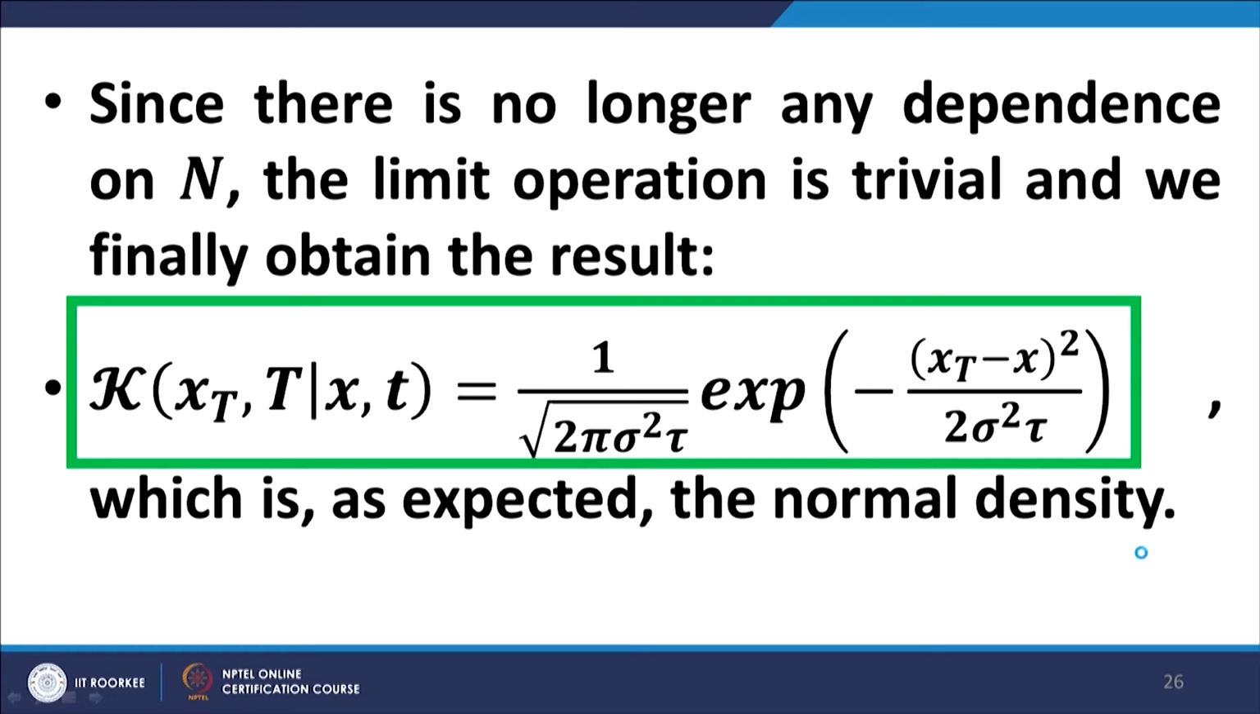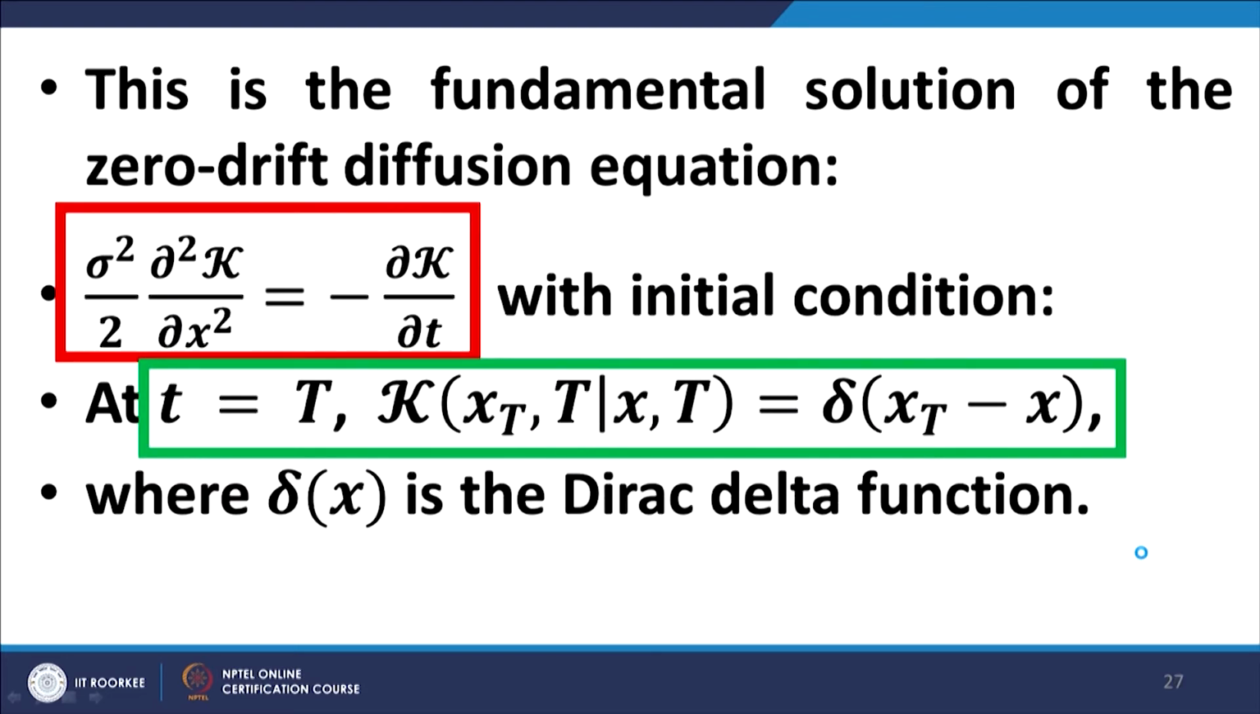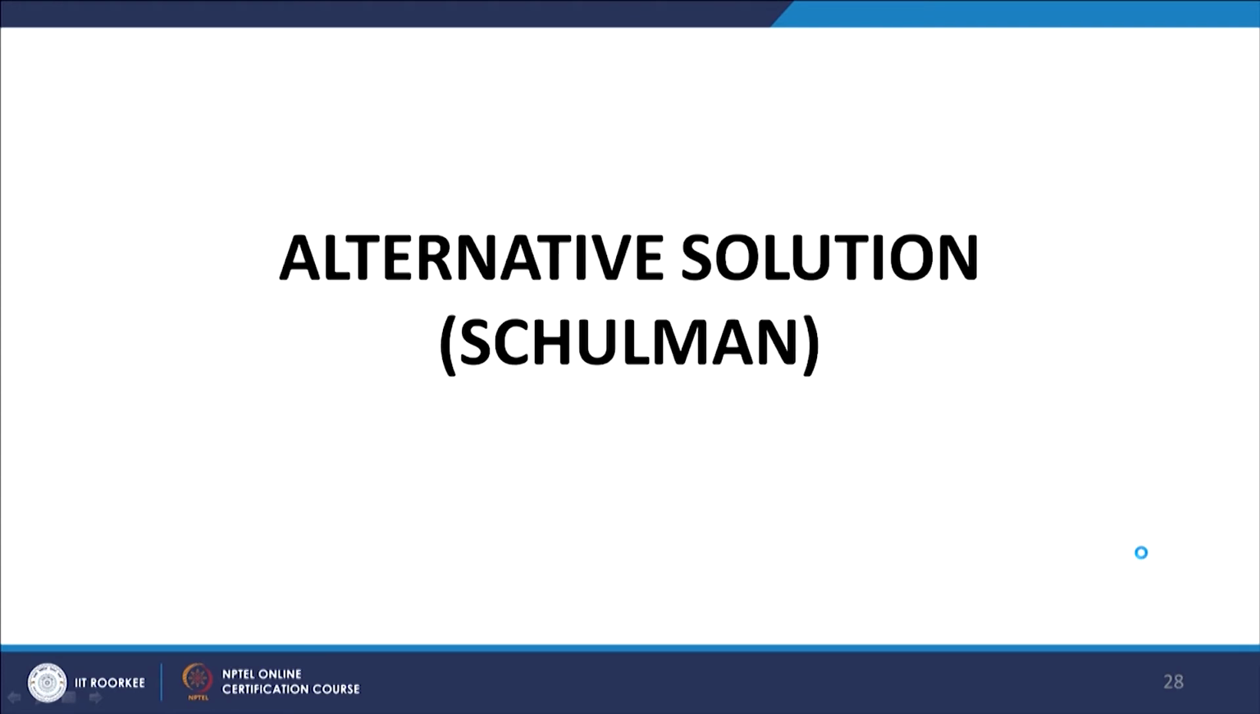So, this is the expression for the kernel that we have here in the context of the driftless Lagrangian. Please note this. It can be easily shown that the expression for k script that we have obtained satisfies the diffusion equation with zero drift, which is there in the red box here, with the condition that at t equal to capital T, k will be equal to the Dirac delta function condition.